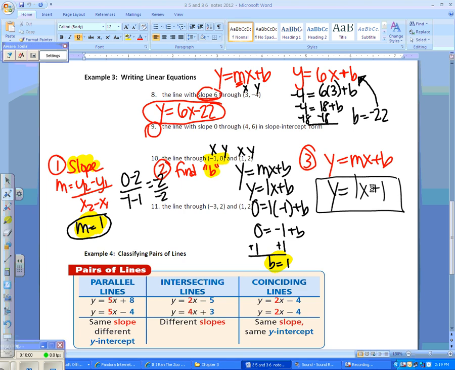Okay, so try to do number 9. 11 is the hardest question. We'll talk about example 4 in class.